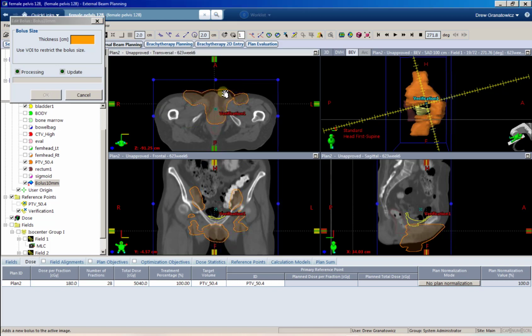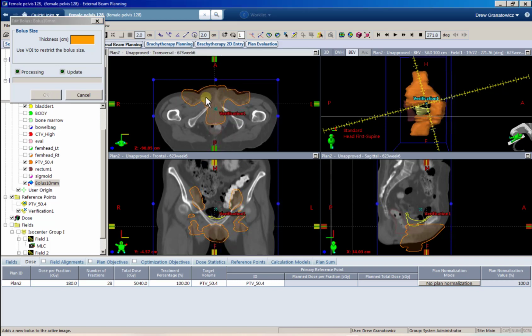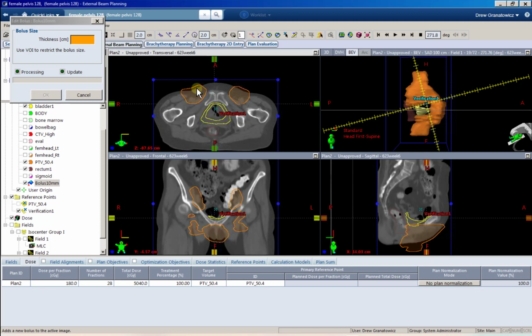And we're going to do 1 cm because this PTV extends 5 millimeters outside the body. And we're going to pretend like the physician told us he wants good coverage on that PTV. So we can't use a 0.5 cm because that would just put the edge of the bolus right against the edge of the PTV. We wouldn't get good coverage, right? So we need to go to 1 cm.